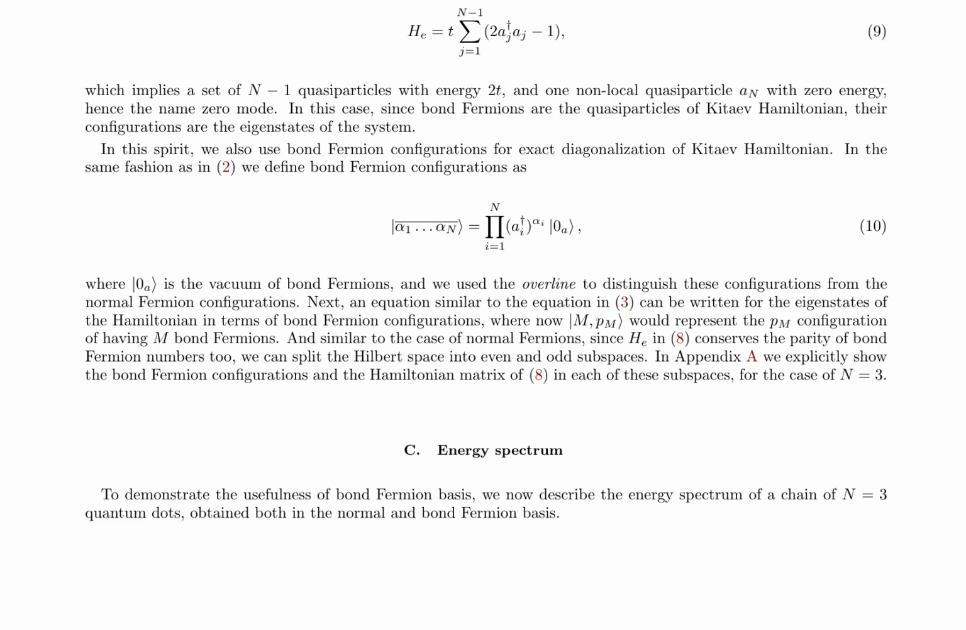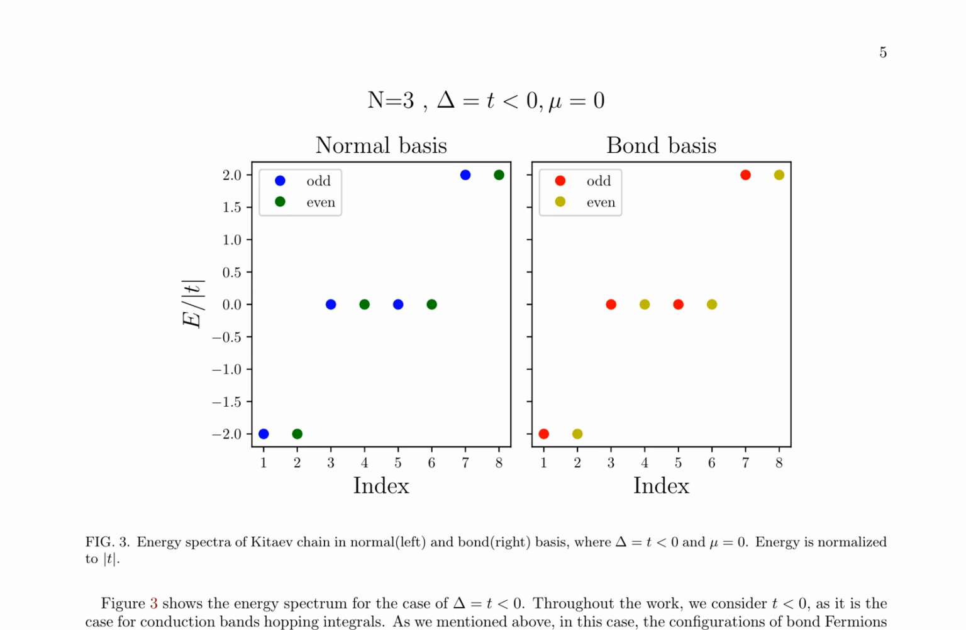The energy spectrum of a chain of n equals 3 quantum dots is presented, showcasing the effectiveness of the bond fermion basis in describing the system. The bond fermion representation allows for a more intuitive understanding of the Kitaev chain's behavior, particularly in the topological regime. By leveraging the bond fermion basis, the authors demonstrate the possibility of exact diagonalisation, providing a powerful tool for studying the Kitaev chain. The energy spectra of the Kitaev chain in both the normal and bond basis are characterized by distinct configurations of bond fermions as eigenstates of the system.